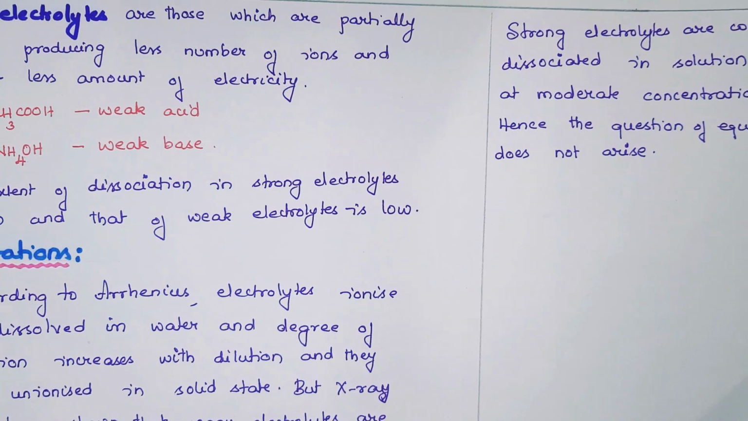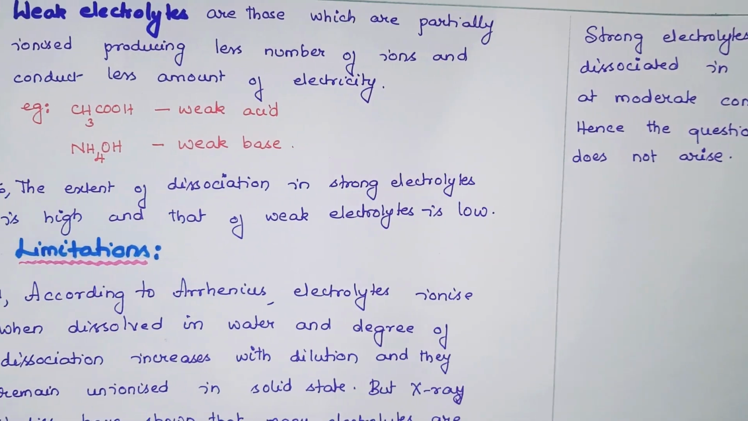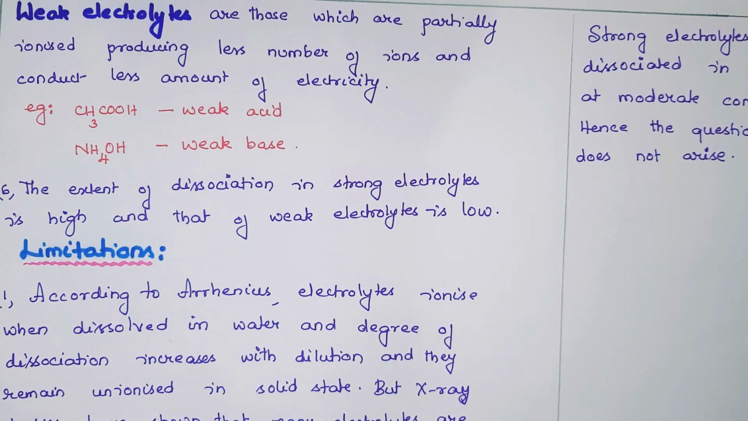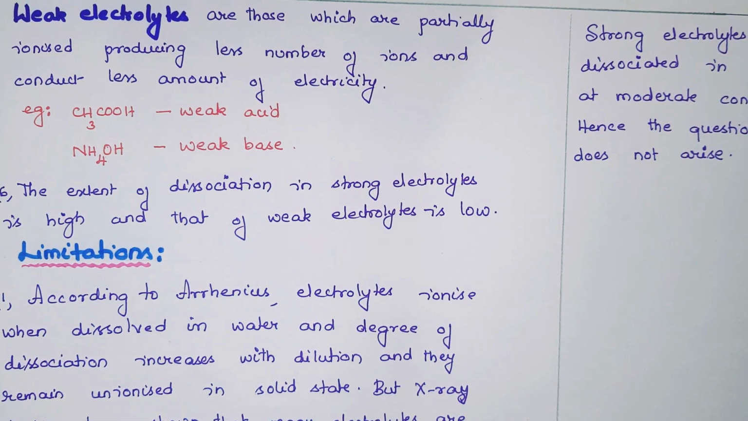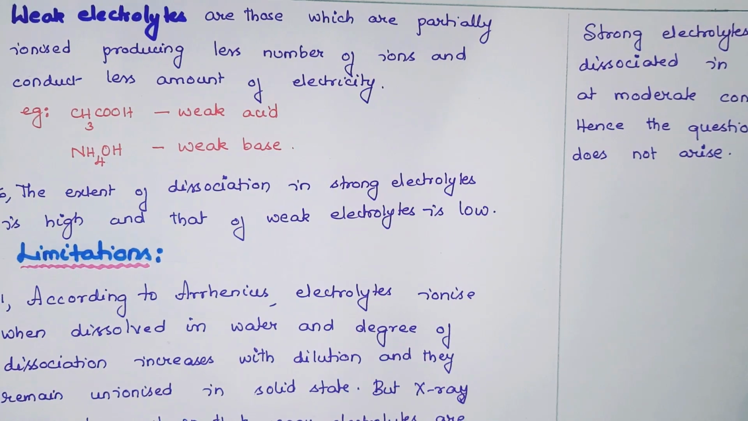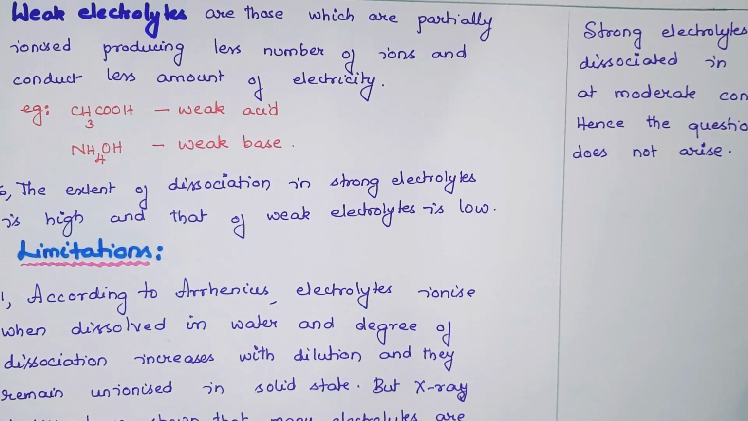So students, when you are asked this question, first you have to define electrolytes, then you should mention all 6 points under Arrhenius theory, and also you should mention the 2 limitations or defects of Arrhenius theory. Okay, students, hope you all understood this topic, and please kindly note down all these points in your notebook.